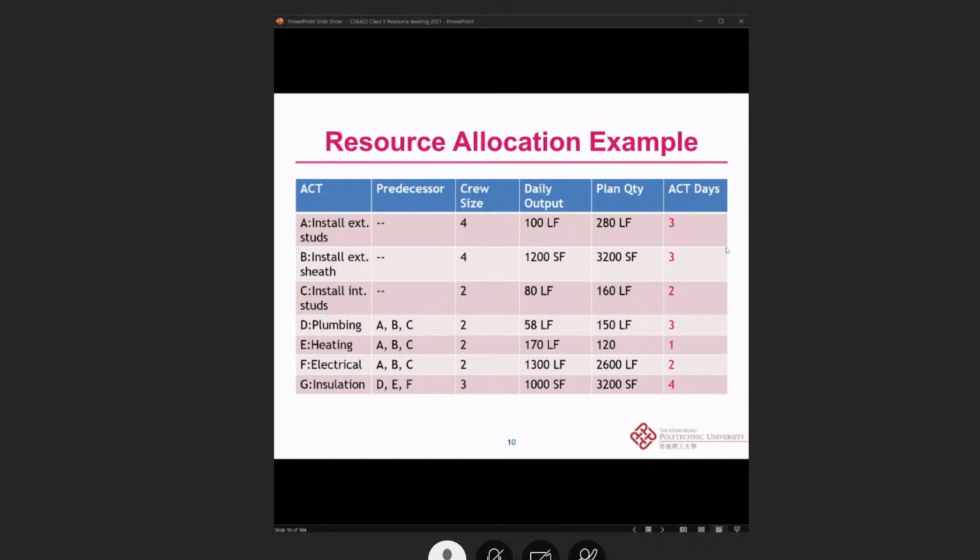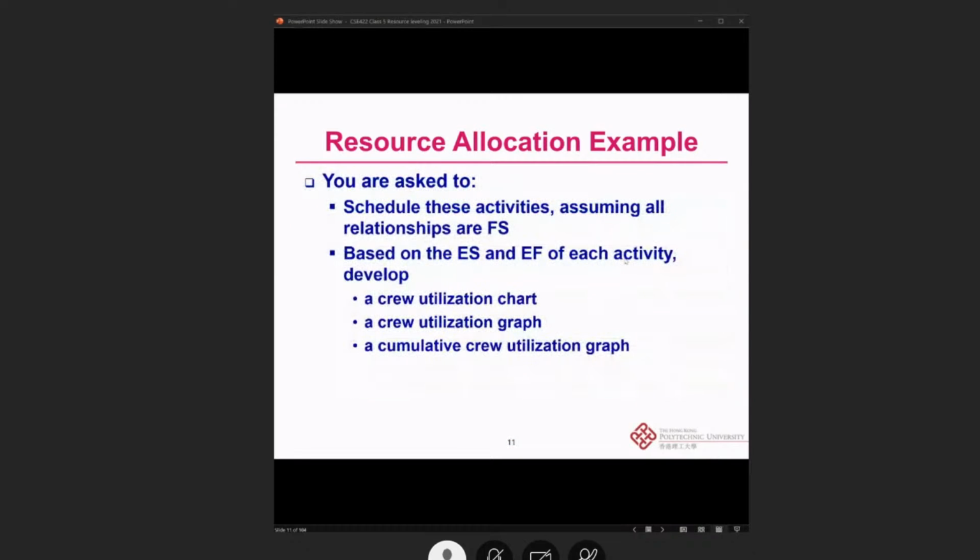This is, I would say, a more systematic way to do that. Now we can further do this. You are asked to schedule those activities, assuming all the relationships are finish-to-start, and based on the early start and early finish of each activity, we can develop a crew utilization chart, a crew utilization graph, and also the cumulative crew utilization graph.